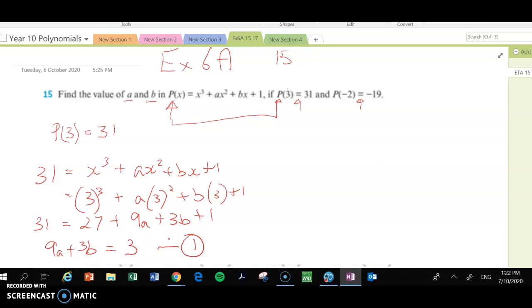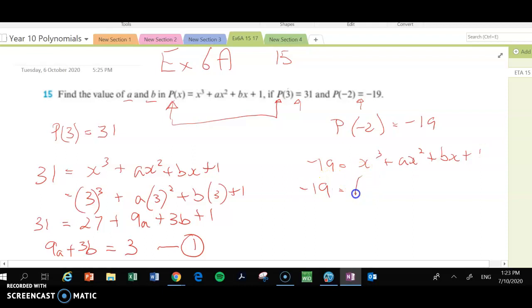Our second equation, of course, is we now know that p(-2) equals negative 19. So we have negative 19, and we have our x cubed plus our ax squared plus bx plus 1. So negative 19 equals, now be careful, it's the minus 2. All of that is being cubed, as is being squared, as being multiplied by negative 2 plus 1. So be careful of directed numbers.